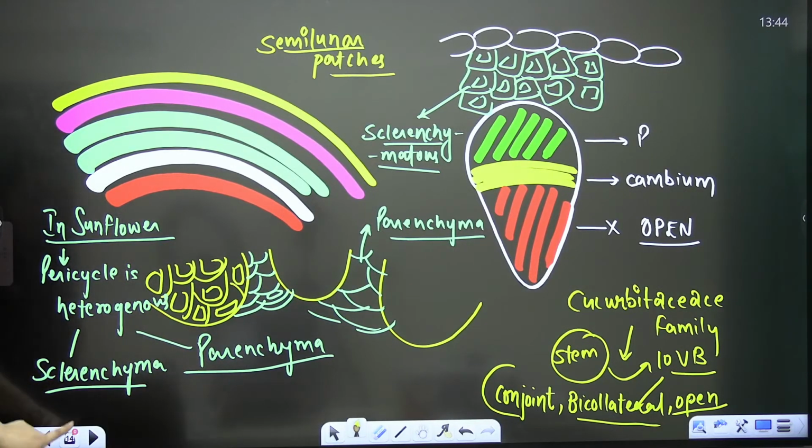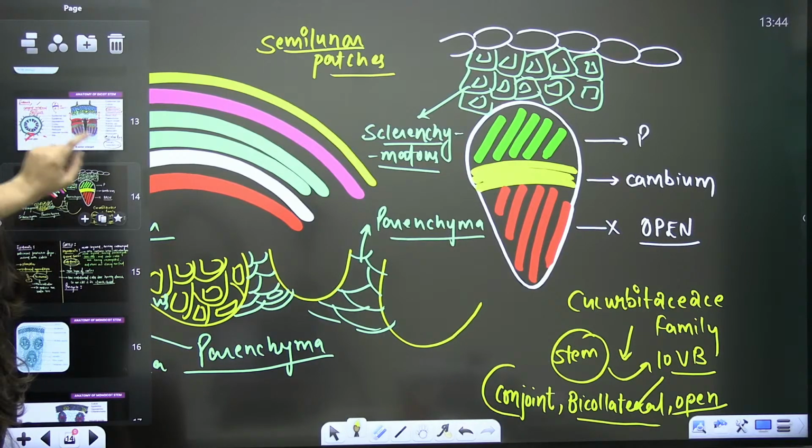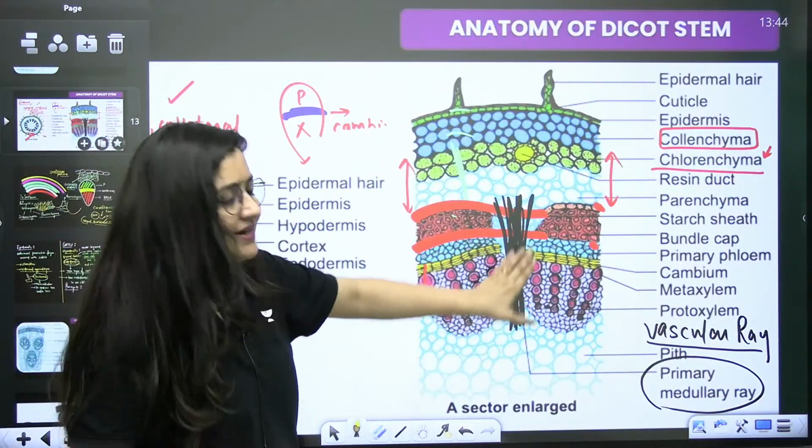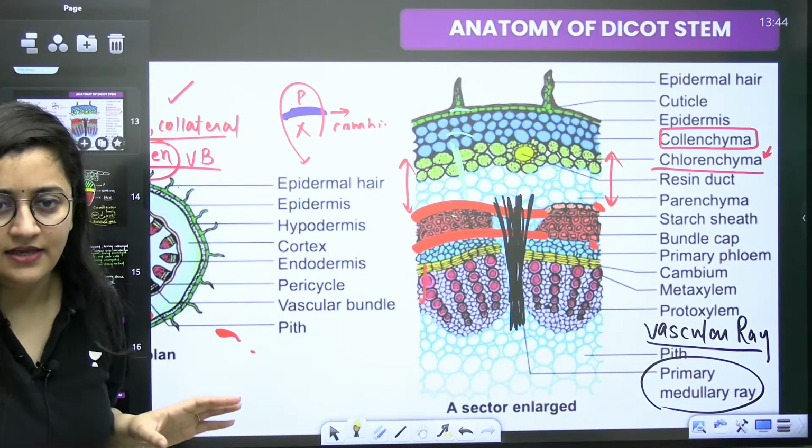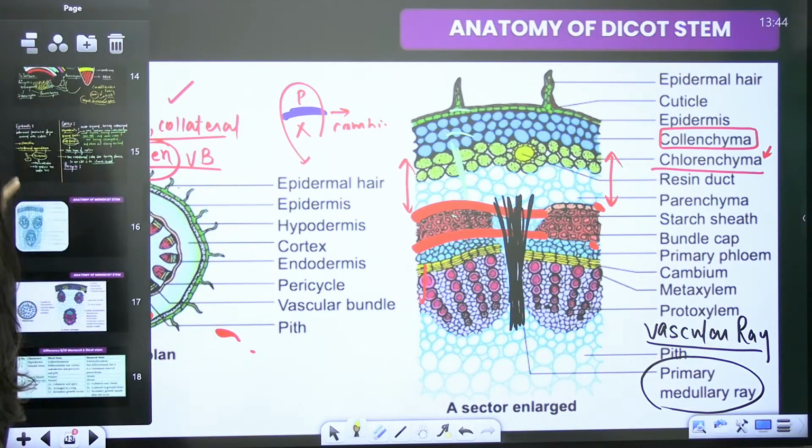And yes, one student was asking this question. Yes, you are right. The medullary ray here is made up of parenchymatous cells. It's a fact, it is made up of parenchymatous cells.